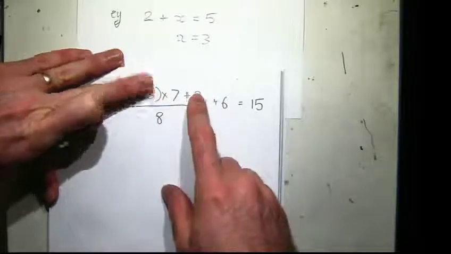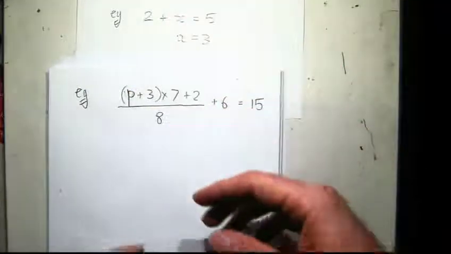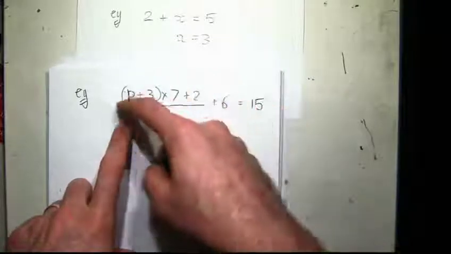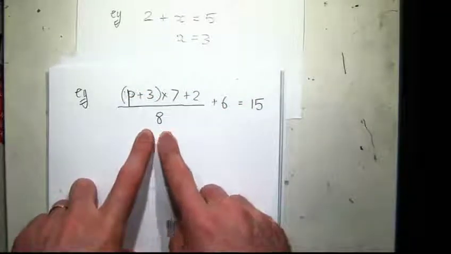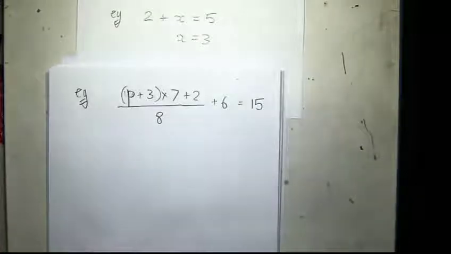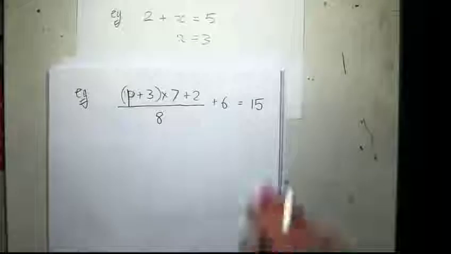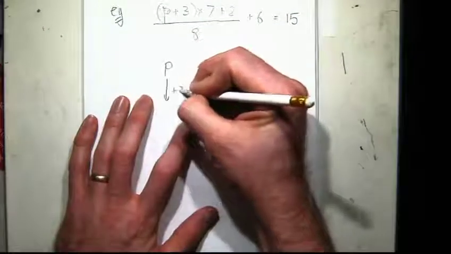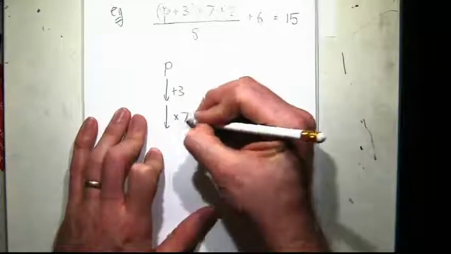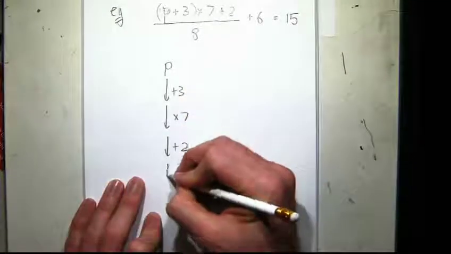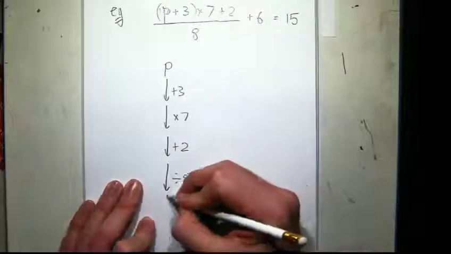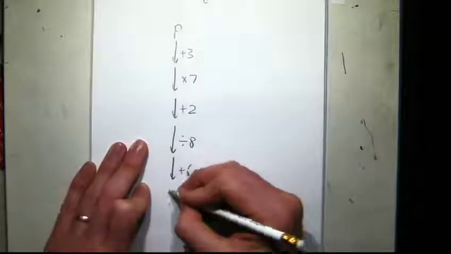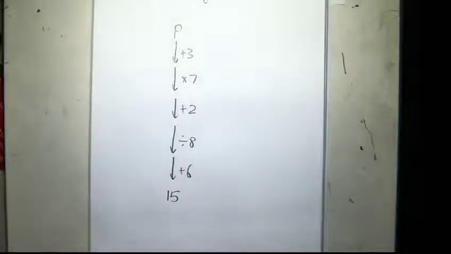So I'll do that. I'm supposed to do bits on the top and bottom of fractions before I do anything else, so I have to do that bit first, which means that the 8 is next, and then the 6 is next because it's a plus, and you always do plus last. So that's the order I did it in. So let me just draw a picture of what just happened there. I had p, and then I plus 3, and then I times 7, and then I plus 2, and then I divided by 8, and then I plus 6, and once I did all of that, the result was 15.